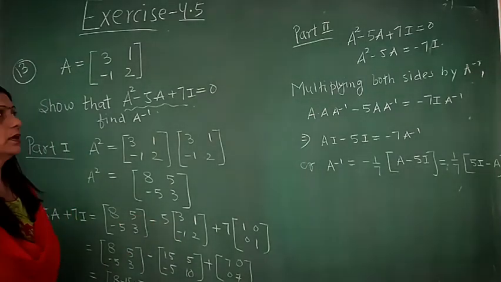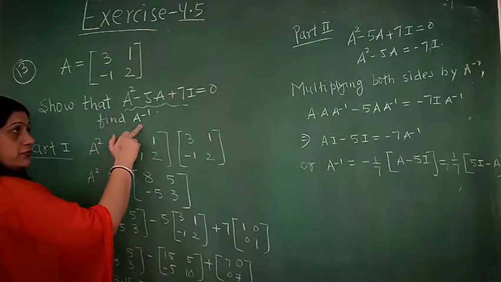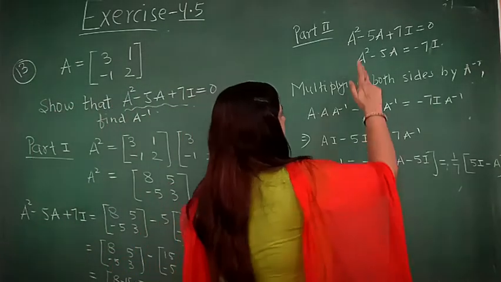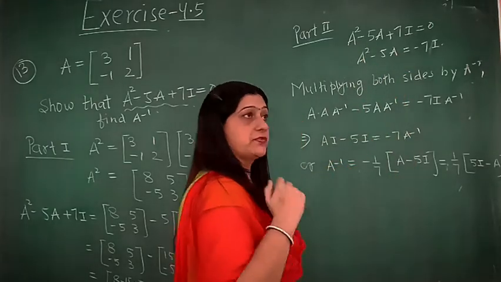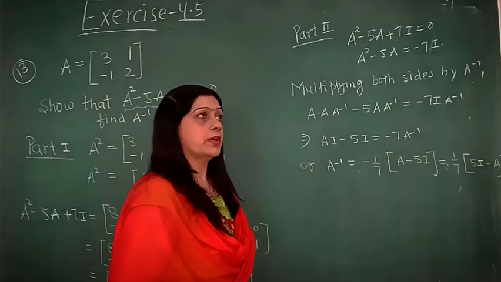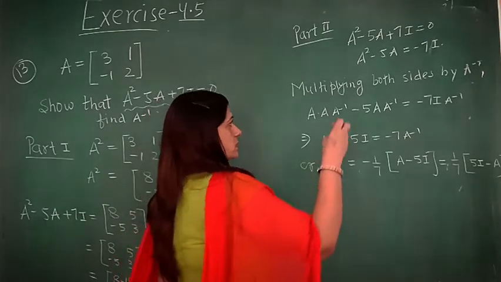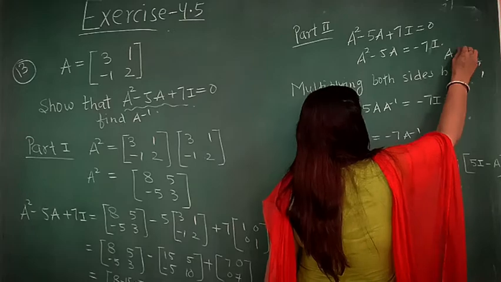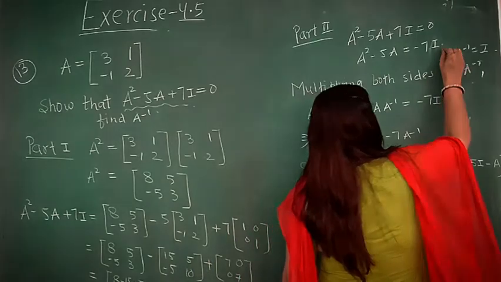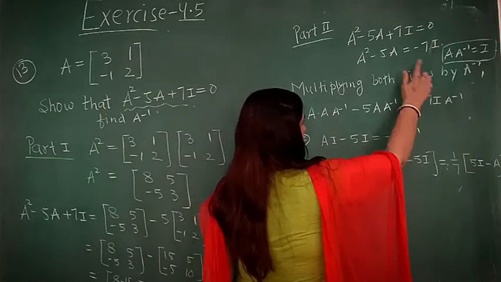Okay, is it clear? Now come to the second part. The second part is you have to find the value of A inverse using this equation only, not directly from the given matrix. So I have taken this equation. We have to find A inverse from this, but you cannot see A inverse anywhere. So we will multiply this equation by A inverse, because you know that A into A inverse is always equal to I. This property you know. So using this, I have multiplied both sides by A inverse.